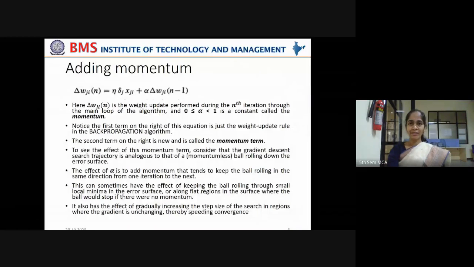Let me explain this equation more clearly for you. I think it will be easy then. Here, delta Wji of n is the weight update performed during the nth iteration through the main loop of the algorithm. And this alpha that we are using lies between 0 and 1. That is a constant term called the momentum.